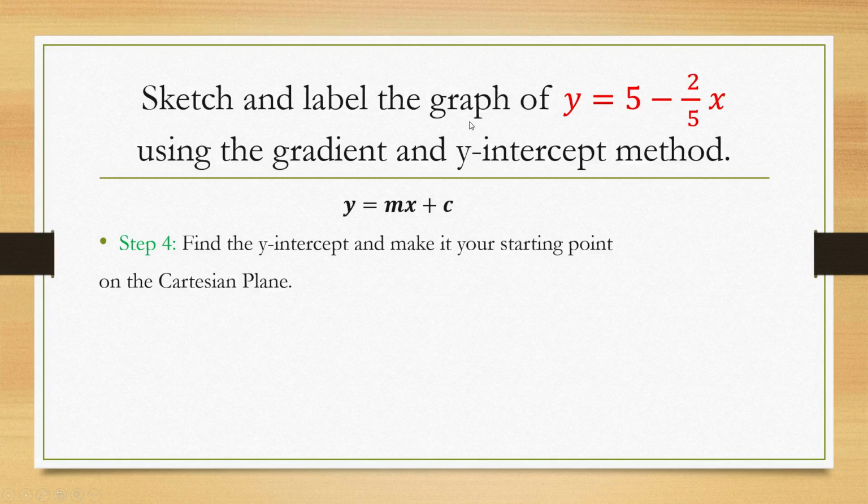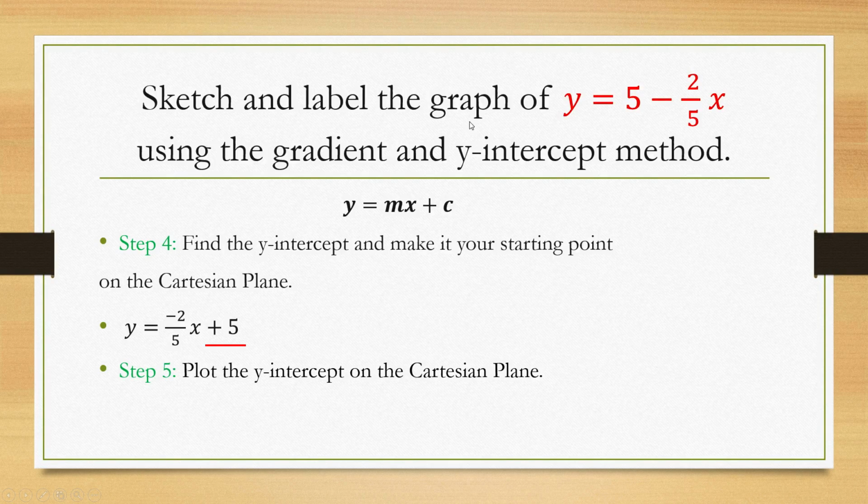Step 4 is to then find the y-intercept and make it the starting point on the Cartesian plane. Again, the y-intercept is the point at which it crosses over the y-axis of a Cartesian plane. In our equation, we can see that positive 5 is our y-intercept as it represents the c in the general formula. So then step 5 is to plot the y-intercept on the Cartesian plane.